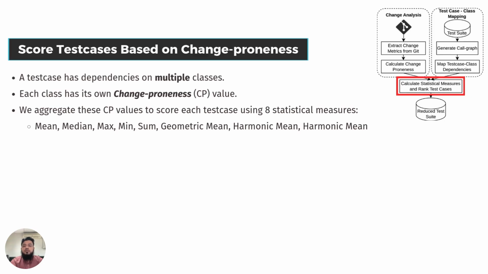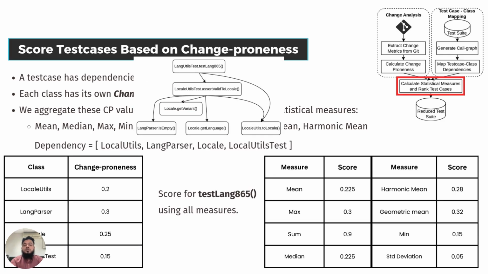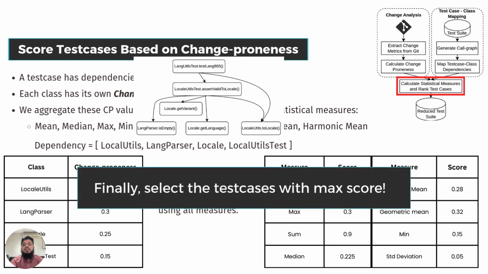A test case can depend on multiple test classes, each with its own change proneness values. We use 8 statistical measures such as median, geometric mean, etc. to aggregate these values. So after aggregating, we have the score of each test case. Finally, test cases with the maximum values are selected.